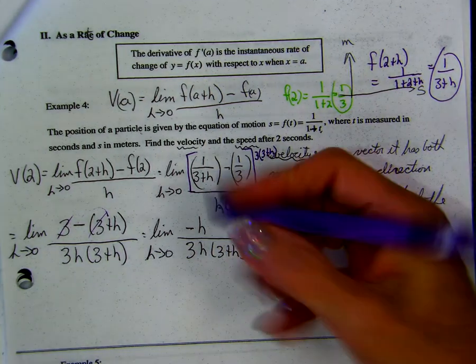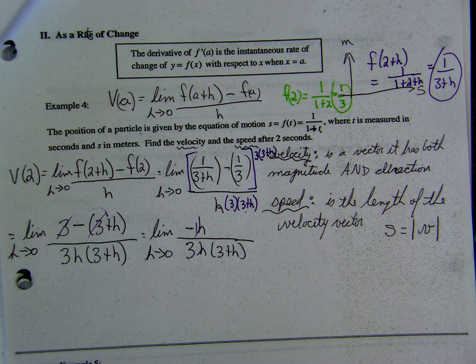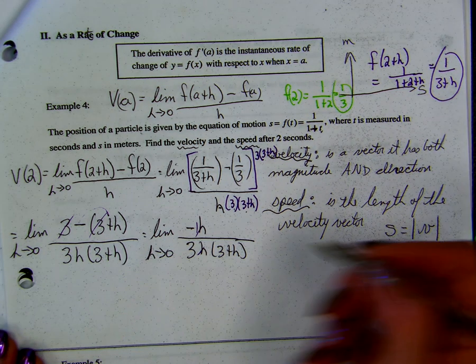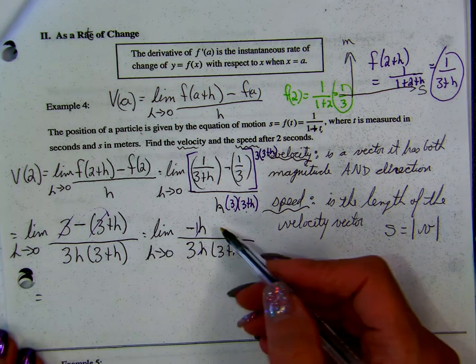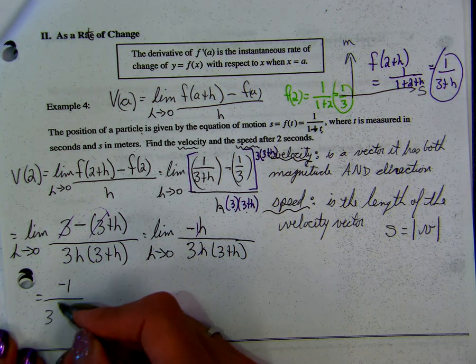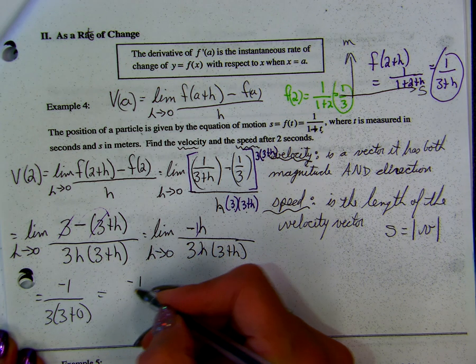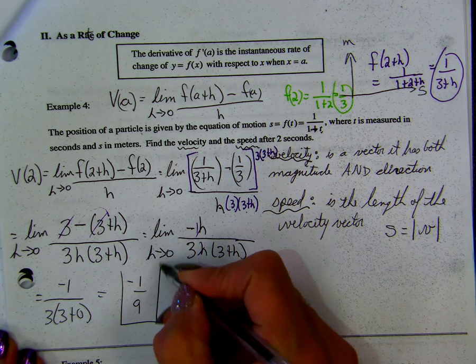Of course, as we were hoping, the h's cancel. I'm left with a negative 1 on the top, and now I can evaluate this limit by direct substitution. I have negative 1 over 3 times 3 plus 0, which gives me negative 1 over 9.